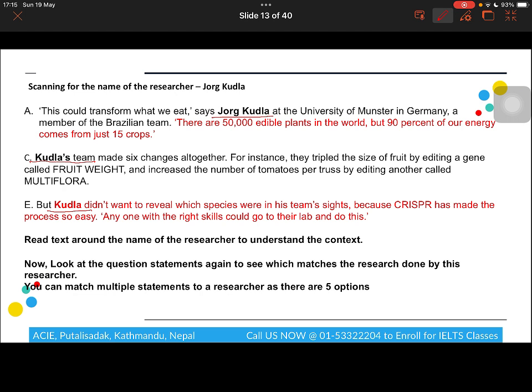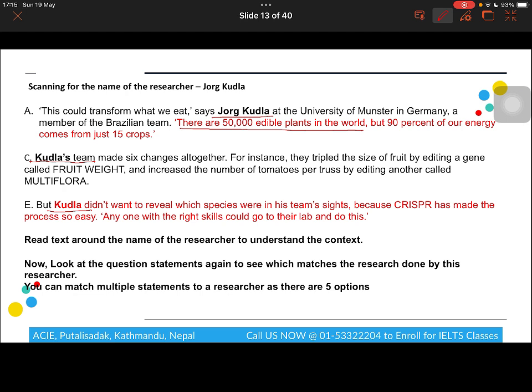So, in paragraph A, we find the information that "this could transform what we eat," says Georg Kudla at the University of Munster in Germany, a member of the Brazilian team. "There are 50,000 edible plants in the world, but 90% of our energy comes from just 15 crops." Moreover, he also goes on to mention that Kudla's team tripled the size of fruit by editing a gene called fruit weight, and increased the number of tomatoes per truss by editing another called multiflora. Kudla did not want to reveal which species were in his team's sites, because CRISPR has made the process so easy. Anyone with the right skills could go to their lab and do this.